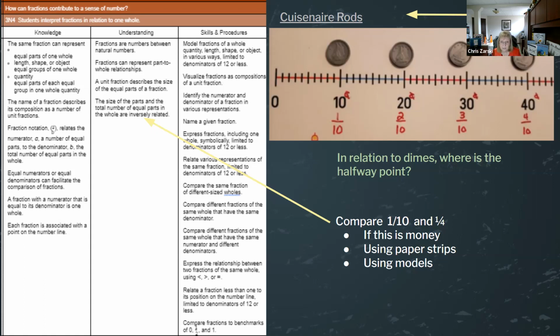We also want them to understand that what they found was a unit fraction. This is a unit. This is 1/10, 1/10, 1/10. I could skip count on a number line from 0 and get to 10 over 10 or 1.